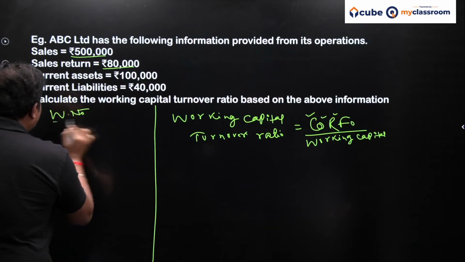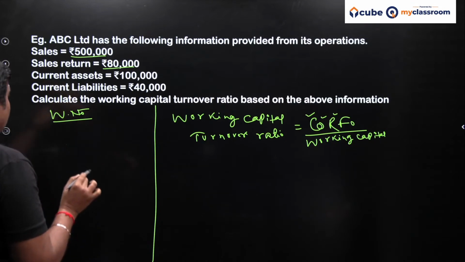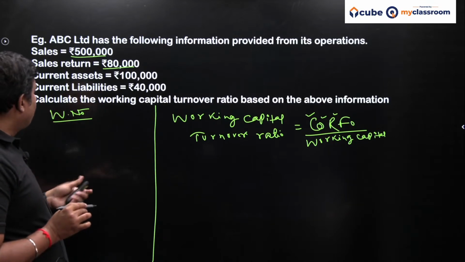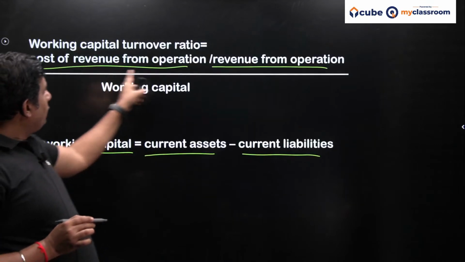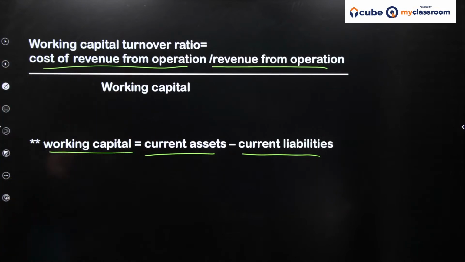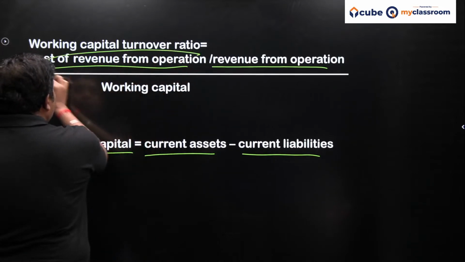It's really simple. In order to understand the CORFO, as I just mentioned, it is either the CORFO or revenue from operation. So in this question, the revenue from operation is given, and the cost of revenue from operation is not given in the question.